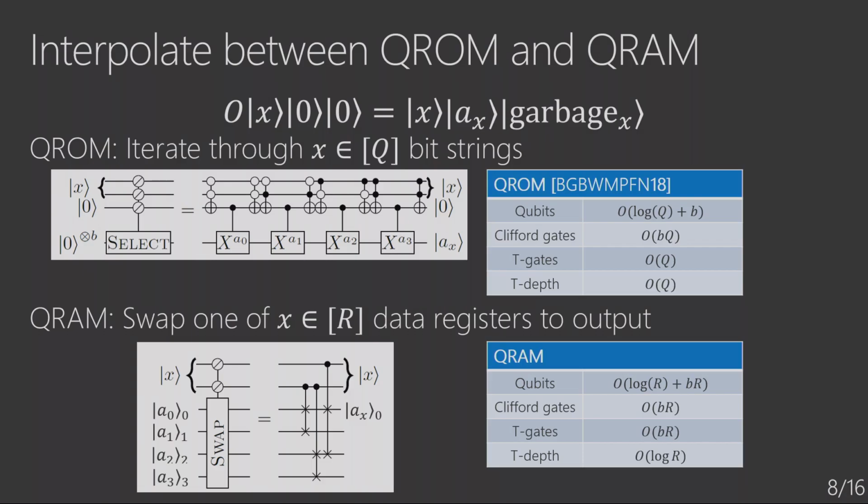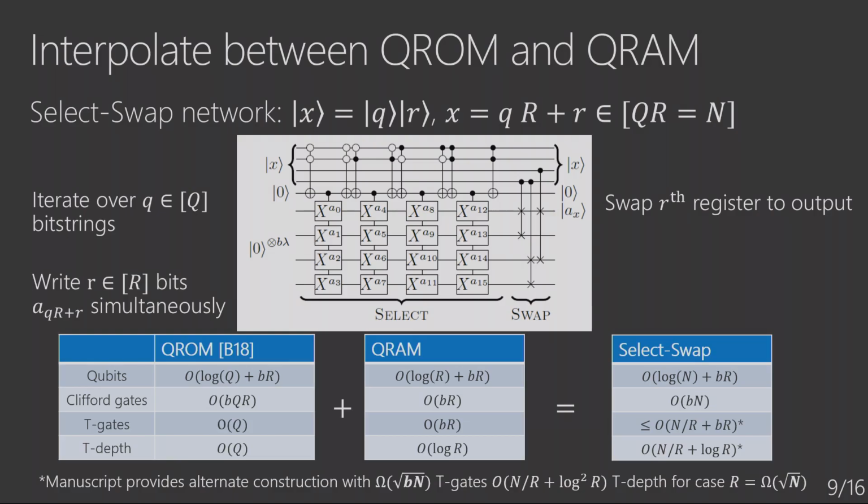Essentially, the number of T-gates that you need is linear in the number of elements, and for the swap network, it's also linear in the number of bits. So now we just mash these two components together. We have our index X. Let's split it up into 2 parts. There is the quotient and the remainder. We will use the quotient to control the select, and we will use the remainder to control the swap network.